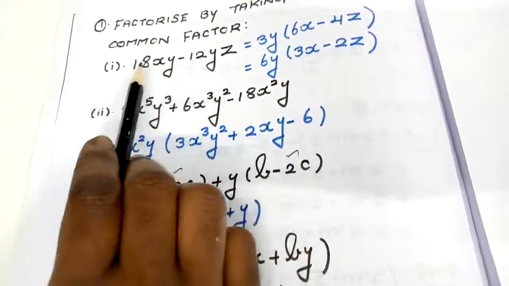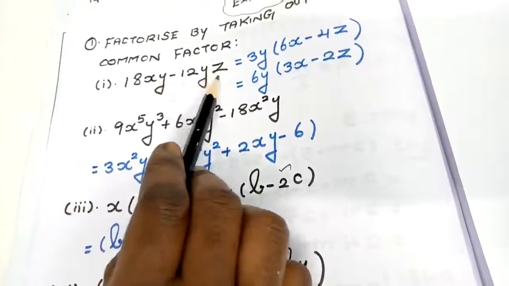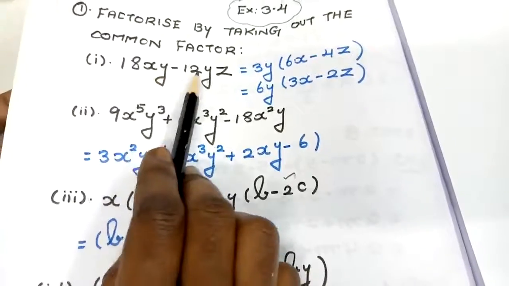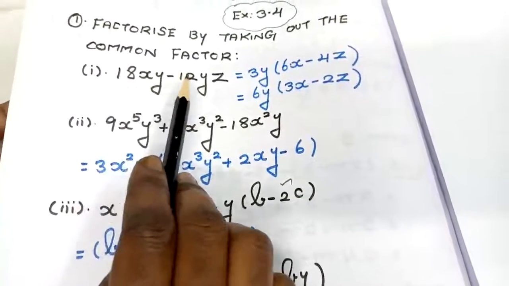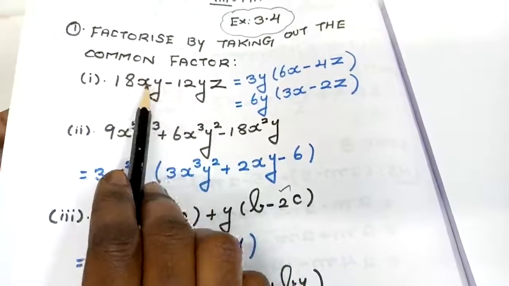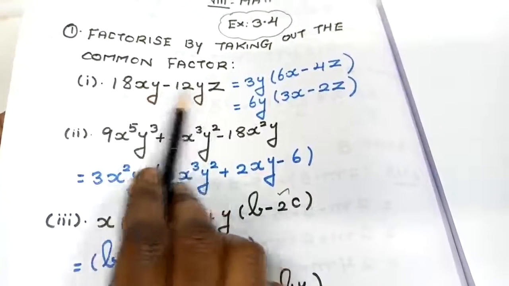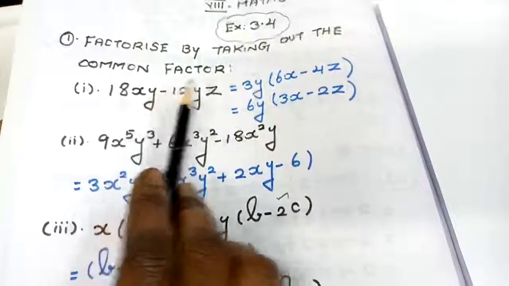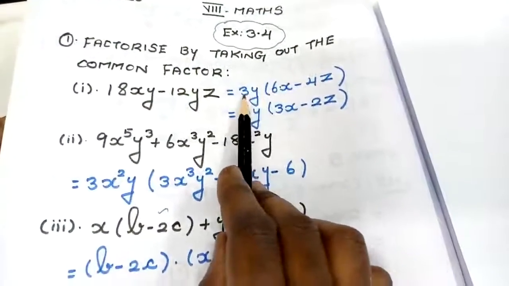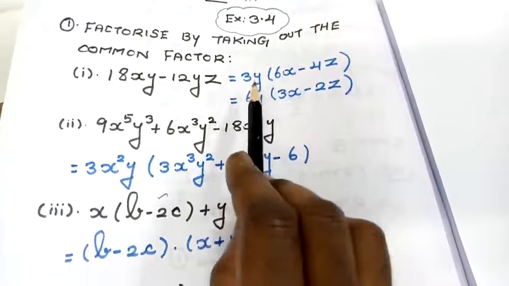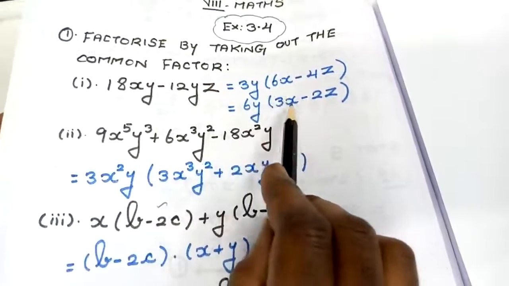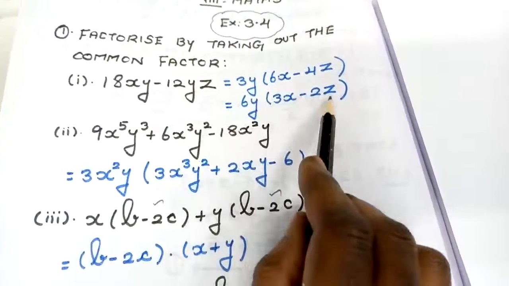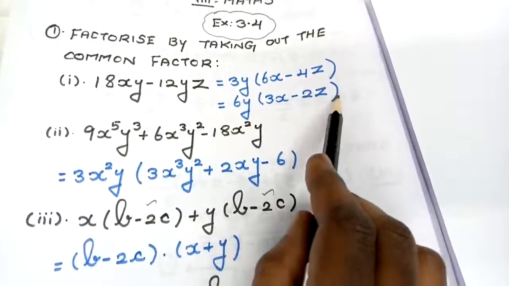So in the first question, 18xy minus 12yz, I can take the 6 table outside. 6 3s are 18, 6 2s are 12. If you see the alphabets x, y, y, z, y is common to both the terms. So totally you are having 2 terms. First I am taking out 3 table, then 6y, or directly you can take it as 6y. The remaining term here is 3x minus 2z. In this case you cannot take anything common outside, and this is going to be your answer.